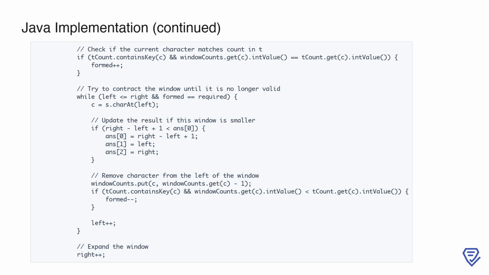At this point, we attempt to contract the window by moving the left pointer inward. For each iteration, we check if the current window is smaller than the smallest one found so far. If it is, we update the ANS array with the new window size and indices. As we shrink the window, we adjust the frequency of the character being removed in windowCounts. If this adjustment causes the frequency to drop below the required count in tcount, we decrement formed, indicating the window is no longer valid. The contraction process continues until the window no longer satisfies the condition, at which point we expand the window again by incrementing the right pointer.